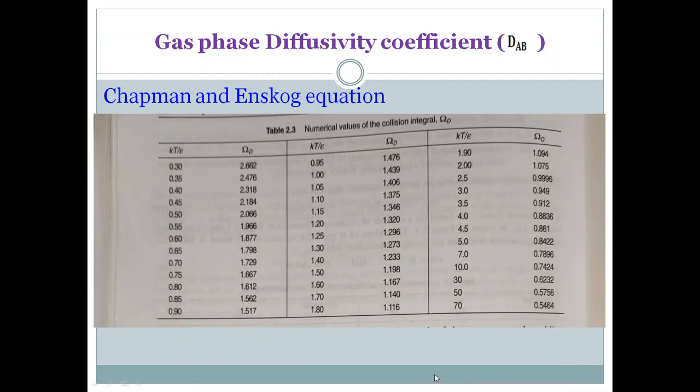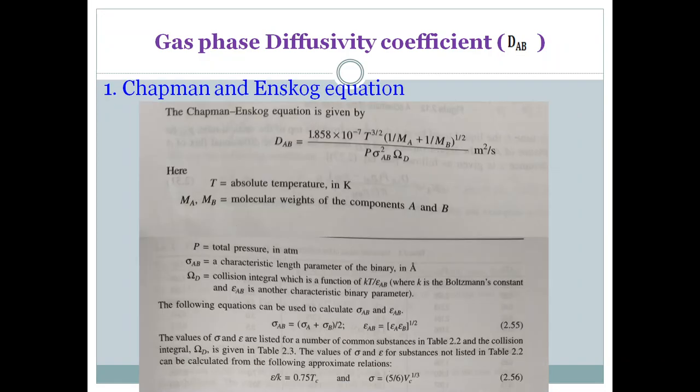Now that collision integral is equal to, if K by T by EAB is this parameter, then it will be this. Accordingly, this will be your numerical value. See, all these are parts of statistical thermodynamics. Sigma and epsilon are parts of statistical thermodynamics. But you need not know much, you should just know how to calculate this.